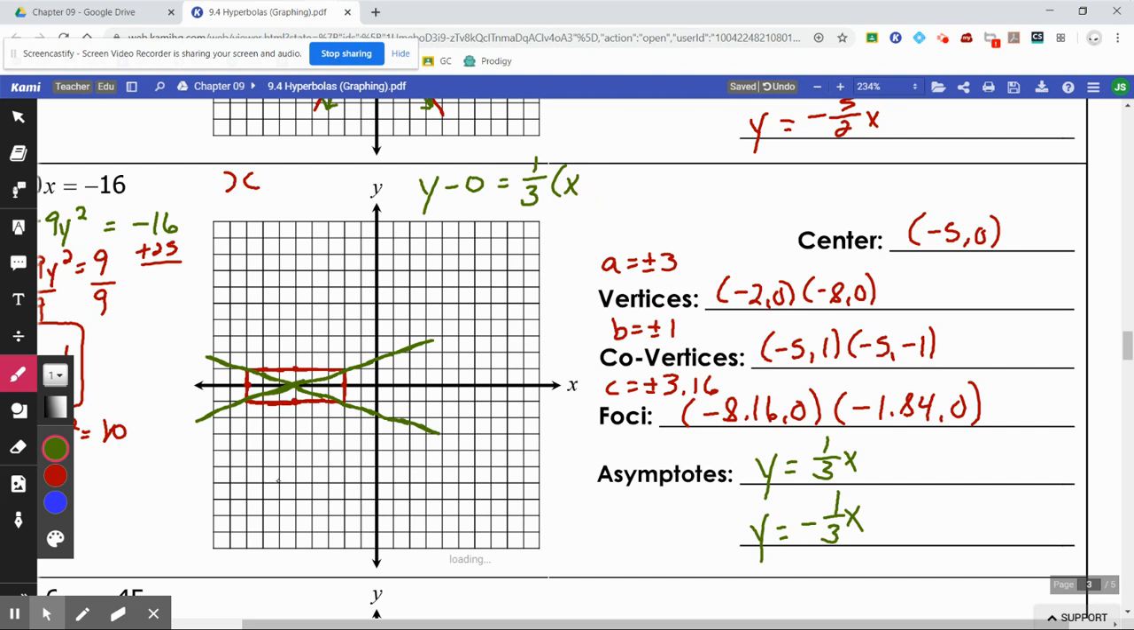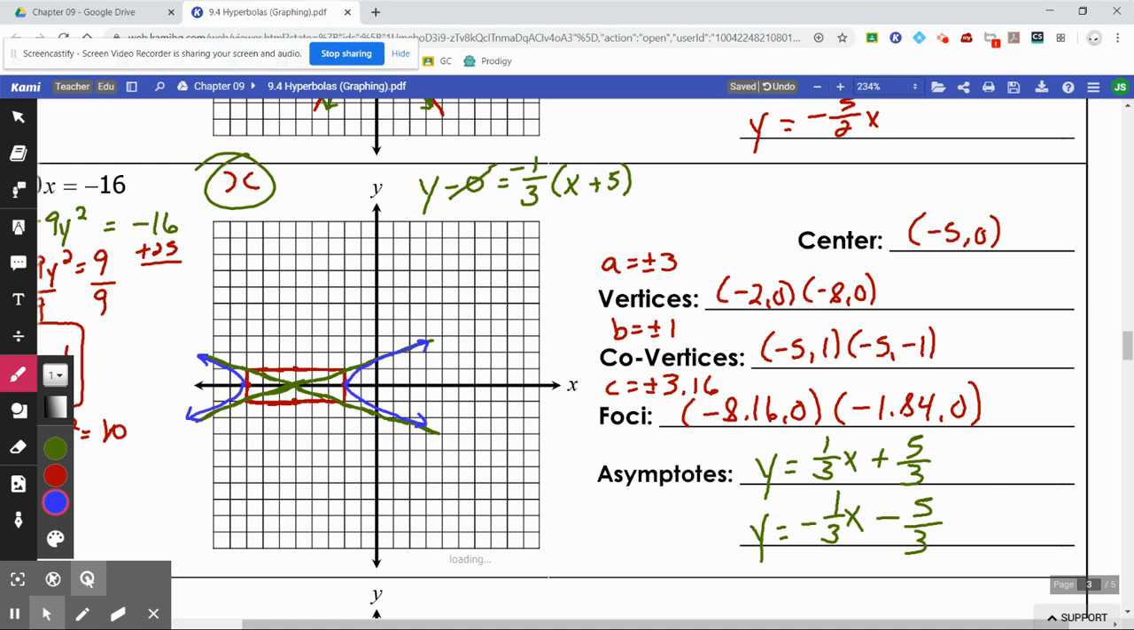times x minus x1, which is negative 5, because again, the center of your hyperbola is on your asymptote line. The minus 1 won't matter, so I can just distribute that 1/3, so you get 1/3 x plus 5/3 as your first equation. And then your second equation, that positive turns to a negative, so it'll be negative 1/3 x minus 5/3. So it wasn't as bad as I thought it was going to be. Then the last step, we just draw our hyperbola. Remember, it's horizontal, so there is what your hyperbola will look like.